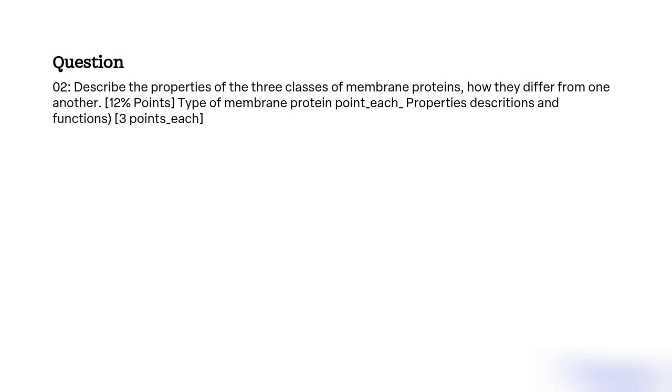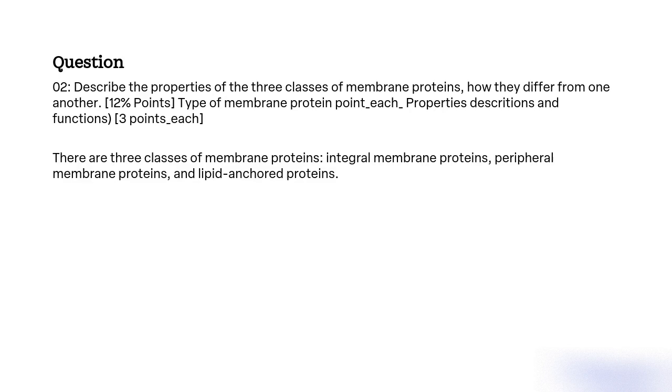What are the differences in properties and functions of the three classes of membrane proteins? Our objective is to describe these differences. There are three classes of membrane proteins: integral membrane proteins, peripheral membrane proteins, and lipid-anchor proteins.